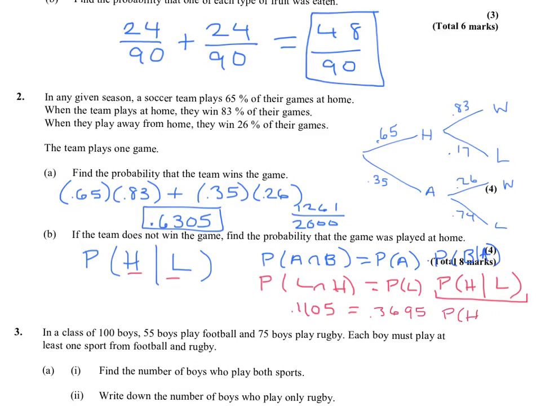Now, I am trying to find the probability that they played at home given that they lost. So the only way to solve for that is to divide. So 0.1105 divided by 0.3695, and that gives my final answer of 0.299. Or if I wanted to write my answer as a fraction, 221 out of 739. So if they lost, their chance of playing at home was a 0.299 chance.